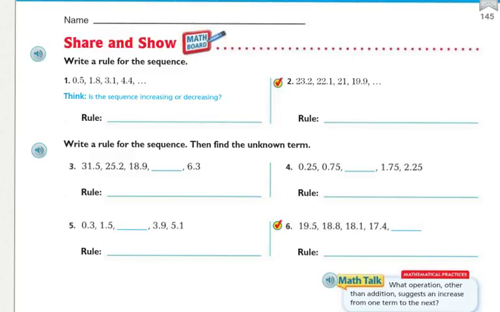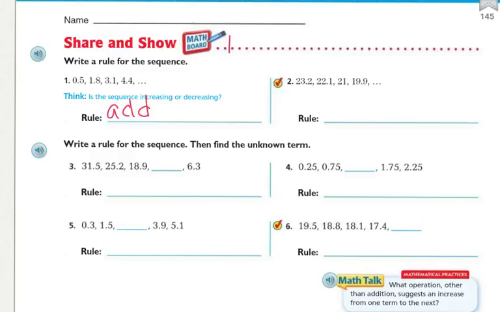Okay? Share and show. Write a rule for the sequence. So here's the first sequence. First of all, I'm going to think to myself, is the sequence increasing or decreasing? So I'm going to look. I have 5/10, 1 8/10, 3 1/10, 4 4/10. So I'm definitely seeing that the rule is increasing. So if the rule is increasing, then that means I'm adding something. So my rule is going to be add.